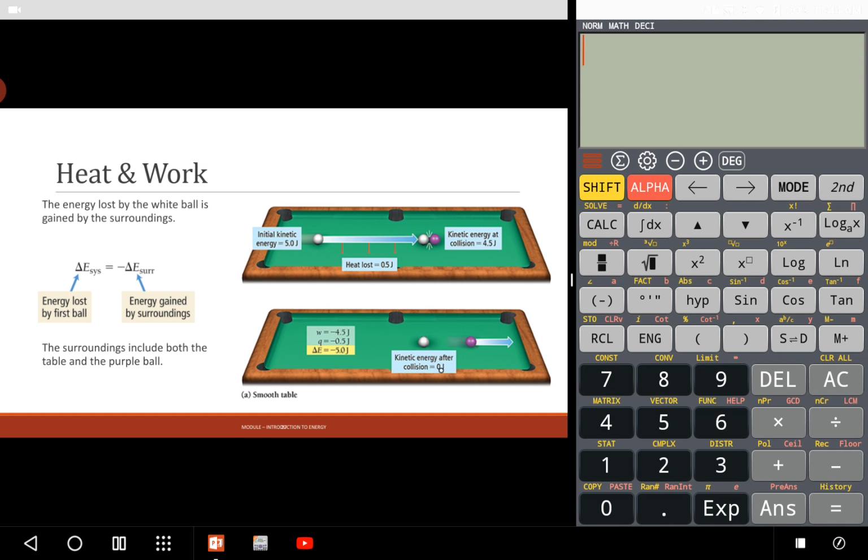After that collision, it transferred the rest of its energy to the purple ball, and so its energy after the collision is 0. So the delta E for this process is equal to its final, which is 0 joules, minus its initial, which is 5 joules. And that's going to be equal to a net loss of 5.0 joules.